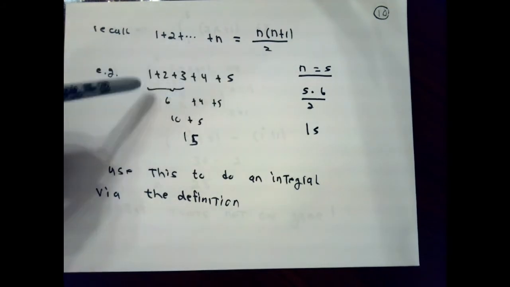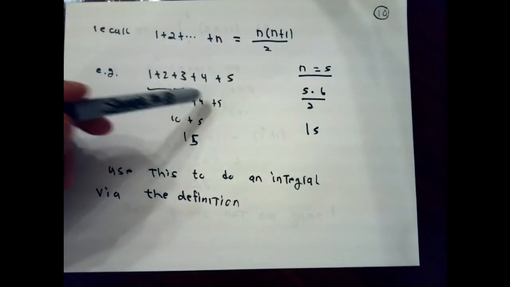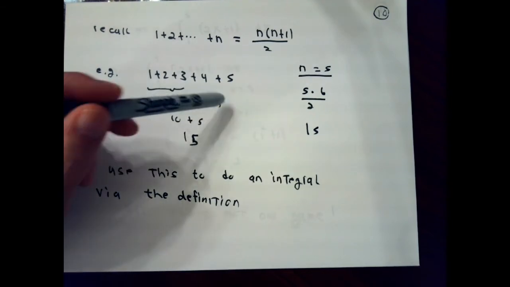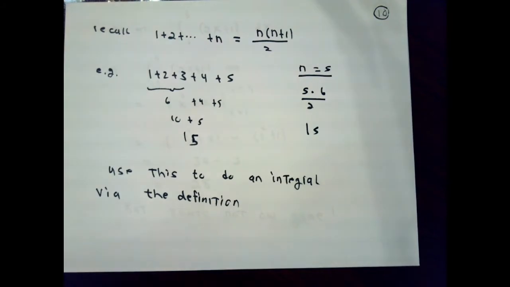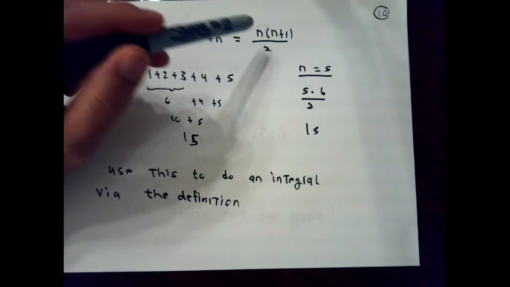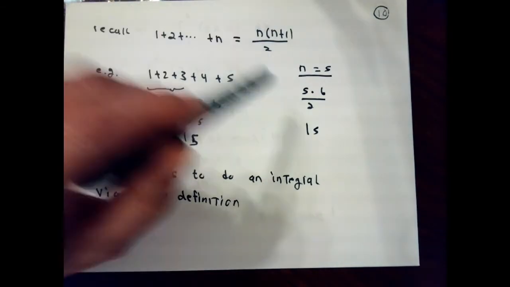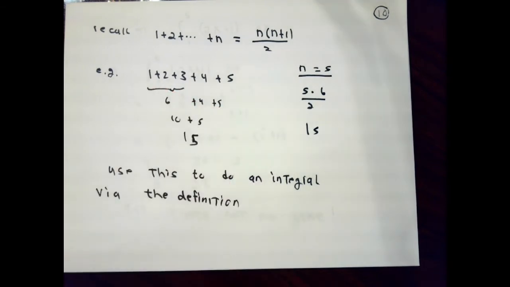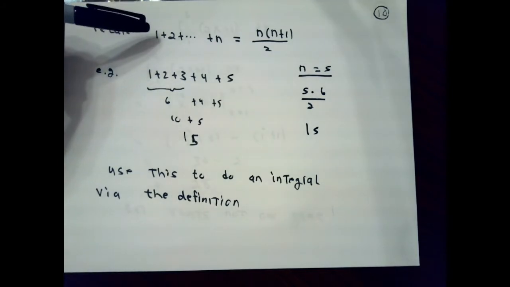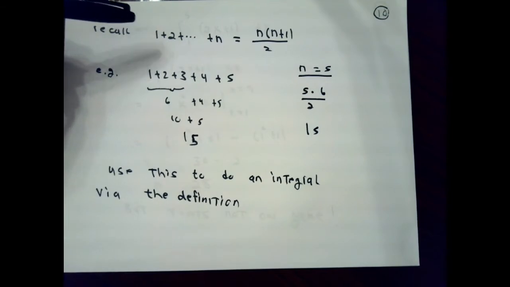As an example of this, 1 plus 2 plus 3 plus 4 plus 5. The first three numbers add up to 6. 6 plus 4 is 10. 10 plus 5 is 15. On the other hand, if n is 5, then n plus 1 is 6. n times n plus 1 over 2 is 5 times 6 over 2, which is 30 over 2, which is 15. If you take math reasoning, you will prove that this statement is always true. We're just going to make use of it.